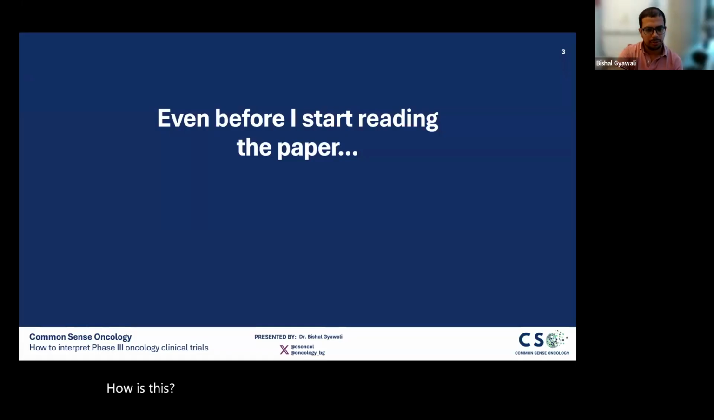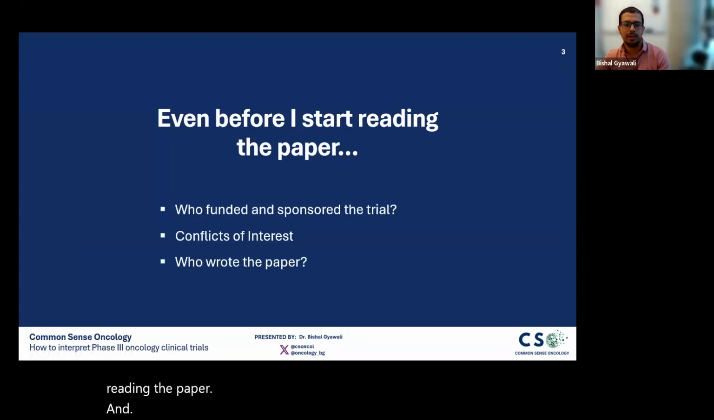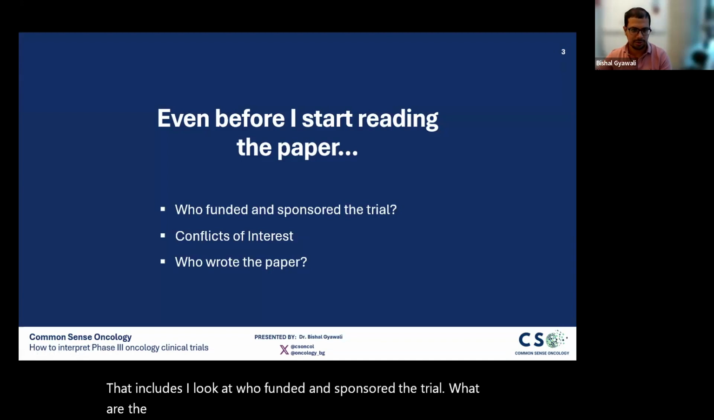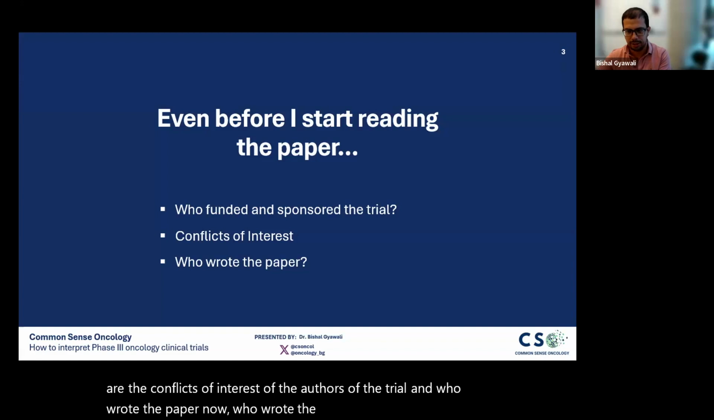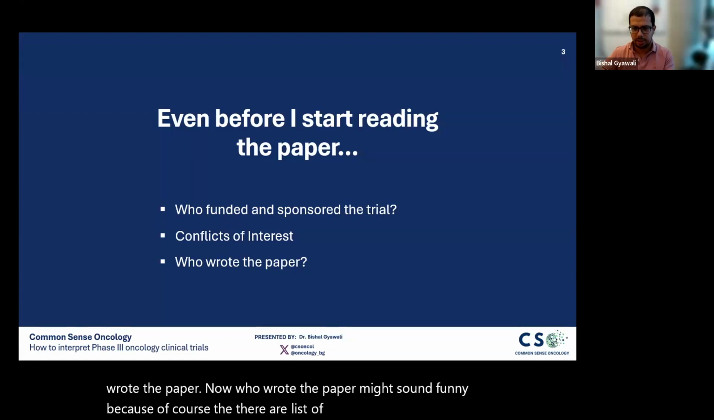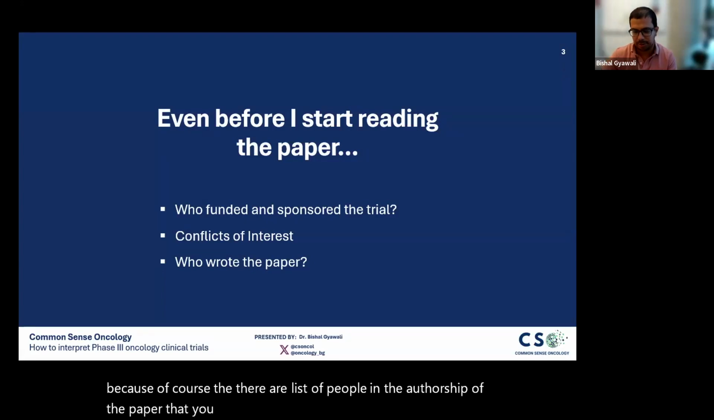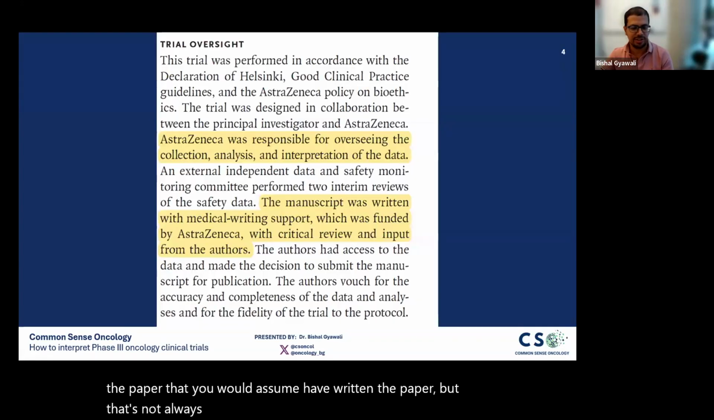There are a couple of things that I do even before I start reading the paper. That includes, I look at who funded and sponsored the trial, what are the conflicts of interest of the authors of the trial, and who wrote the paper. Now, who wrote the paper might sound funny because, of course, there is a list of people in the authorship of the paper that you would assume have written the paper, but that's not always the case, interestingly.